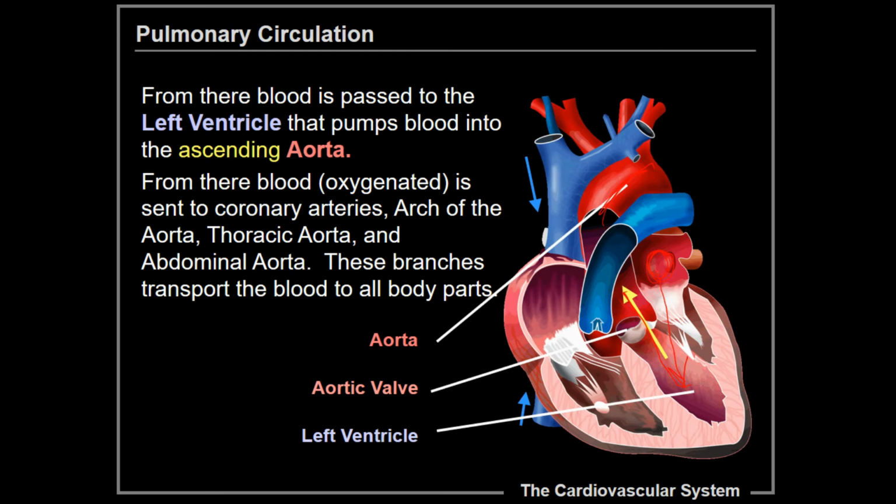It can stay in the aorta and make this turn down this way, and it can head down through the chest, and it would be known as the thoracic aorta.